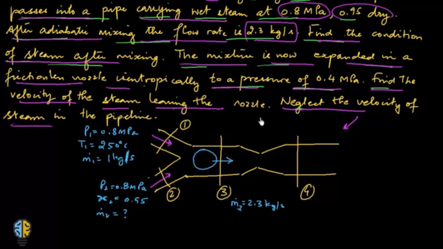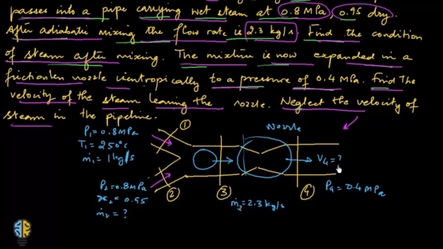Then it goes to the nozzle over here. So this is the nozzle area. And the pressure at section 4, that is the exit of the nozzle, is 0.4 MPa. And we need to find out the velocity at the exit of the nozzle, which is V4.